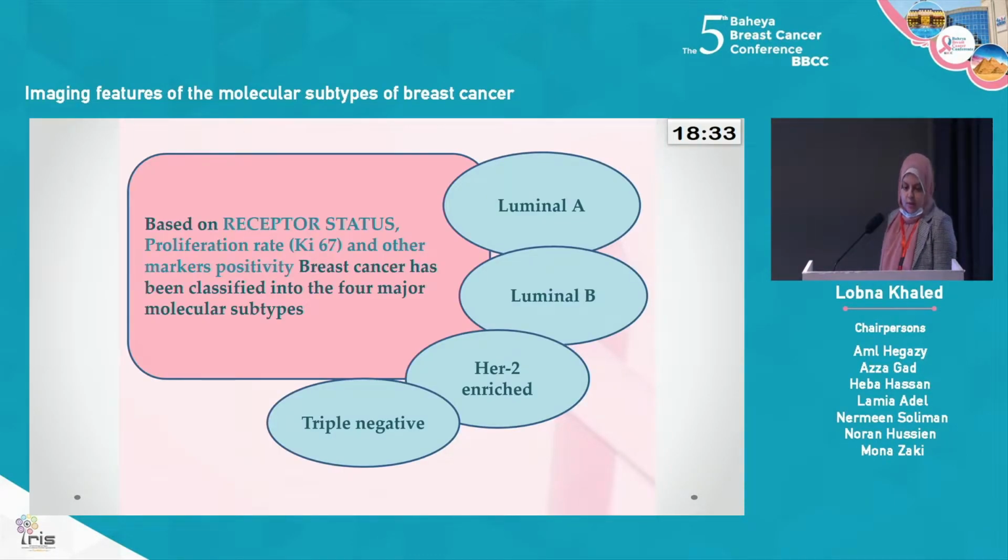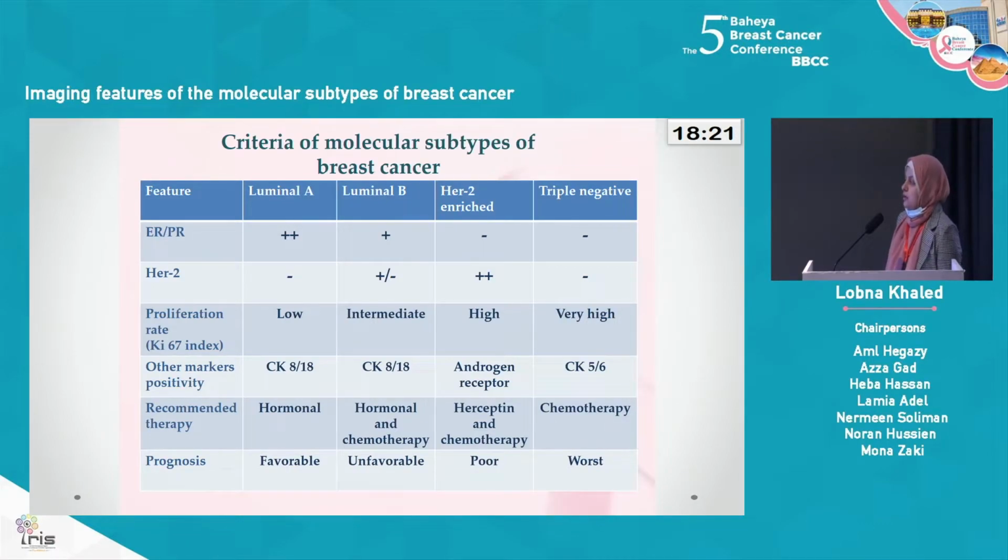Based on receptor status, proliferation rate, and other markers of positivity, breast cancer has been classified into 4 major subtypes: luminal A, luminal B, HER2-enriched, and triple-negative. Major criteria of the molecular subtypes of breast cancer: In luminal A subtype, there is overexpression of estrogen and progesterone, no expression of HER2. Proliferative rate is low. Recommended therapy is hormonal. Prognosis is favorable.